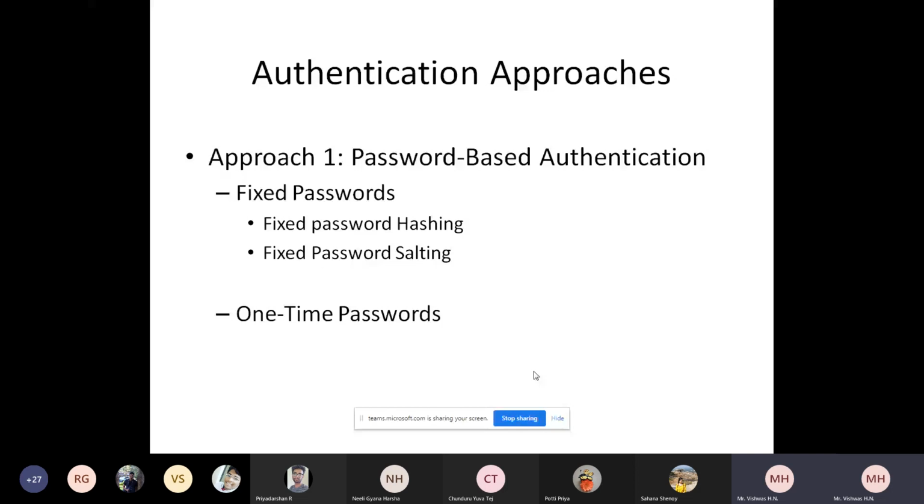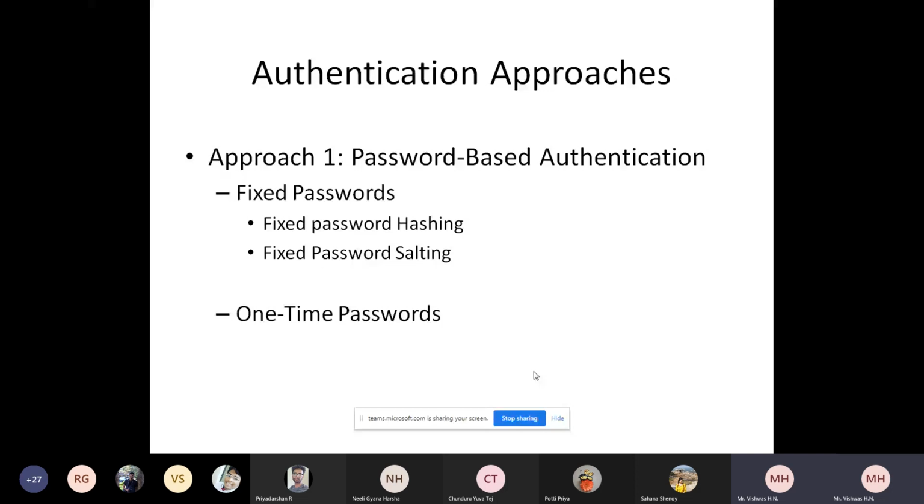I wanted to give you a note regarding two keywords which we will be using throughout this course. The first one is claimant, C-L-A-I-M-A-N-T. You may note it down. So what is claimant? The entity whose identity needs to be proved is called a claimant. Is that clear?